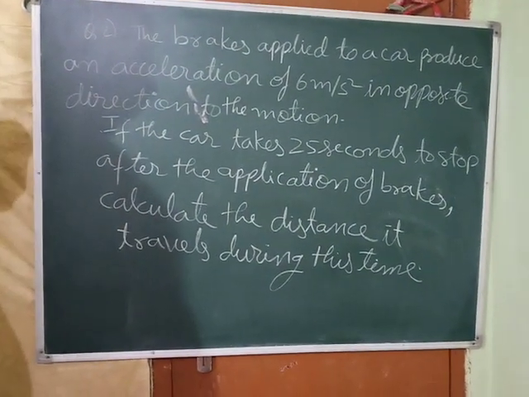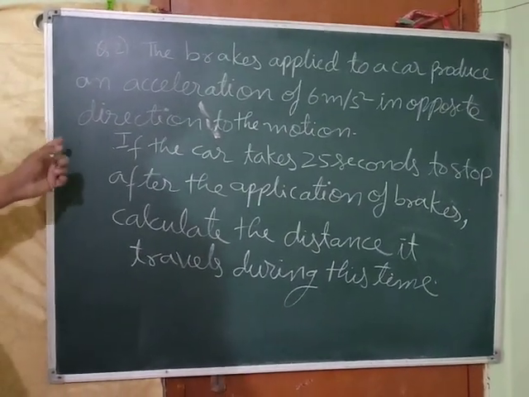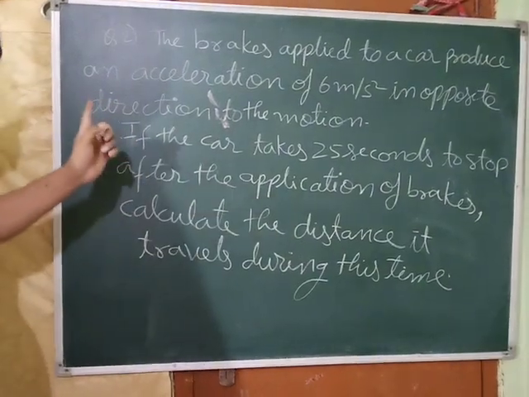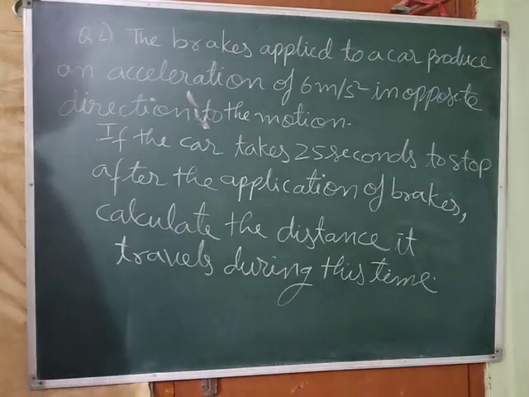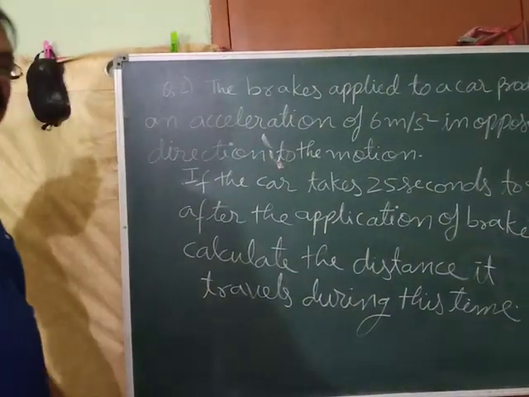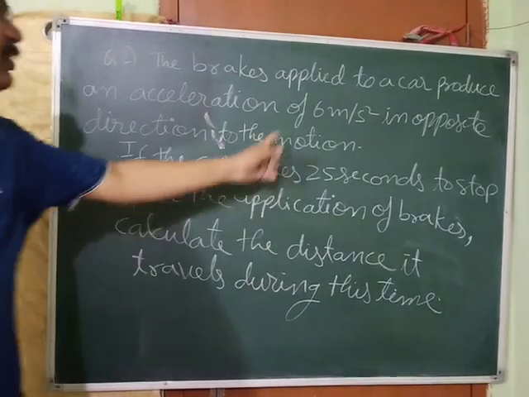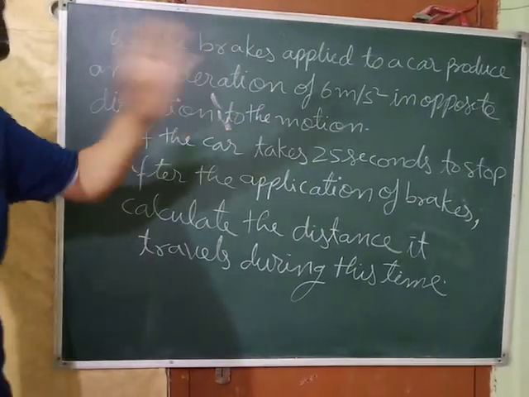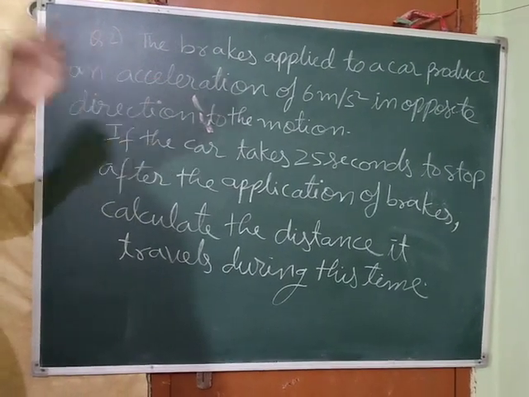So this is the next question, the second question. The brakes applied to a car produce an acceleration of 6 meter per second square in opposite direction to the motion. Now see, this is a little bit tricky. When your velocity is increasing, acceleration is positive, and when brakes are applied, your velocity is going to decrease, so acceleration will be negative. But they have not written negative here. Instead of negative, they have written in opposite direction to the motion. Opposite direction means it is negative.